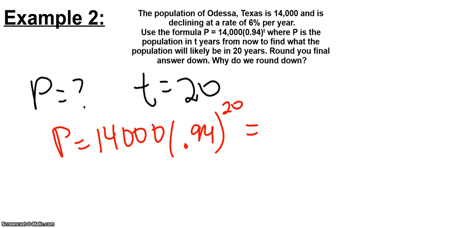Let's see, we got 14,000 parenthesis 0.94 caret 20, hit enter. Okay, we get 4061.5.